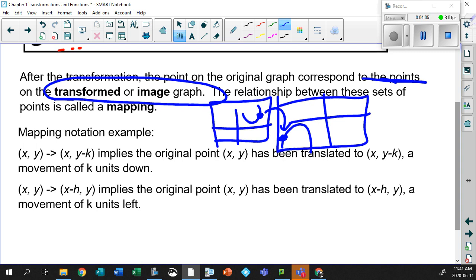Got it? Okay. Now, we're also going to use something called a mapping notation, which is going to be really cool. An example of mapping notation is going to look like this. It's going to say, okay, you've got an X, how did you move it?